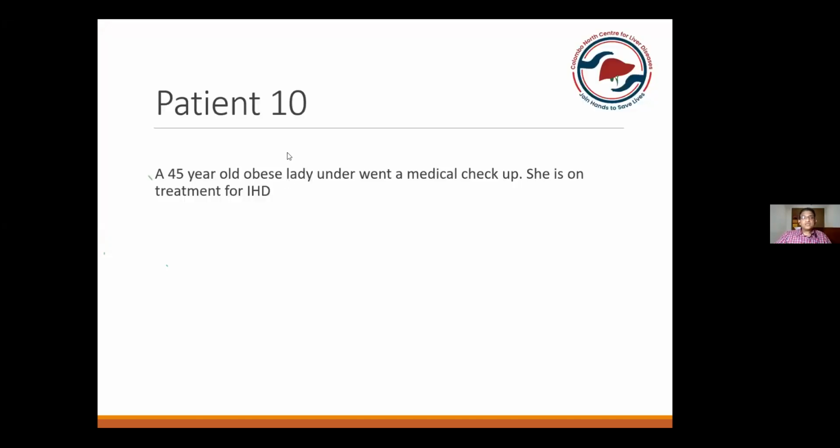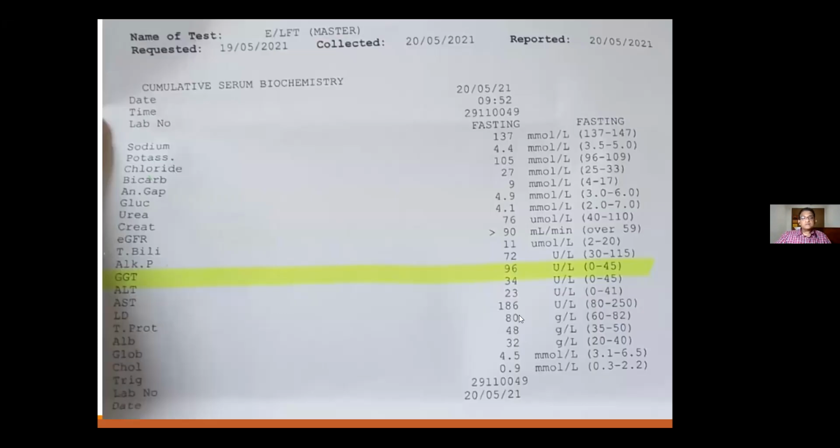Okay, patient 10, a 45-year-old obese lady underwent a medical checkup. She is on treatment for ischemic heart disease. This is her liver profile and some other investigations. So just one abnormality, raised gamma GT. So what do you think is the cause for raised gamma GT? Isolated elevation of gamma GT.